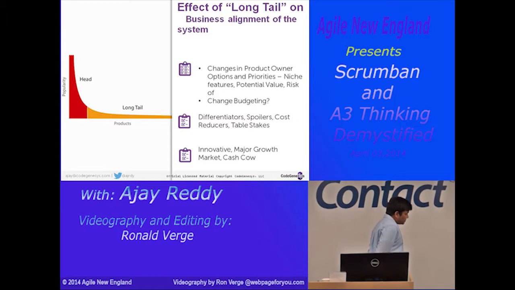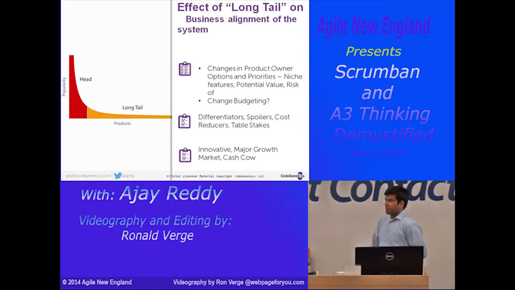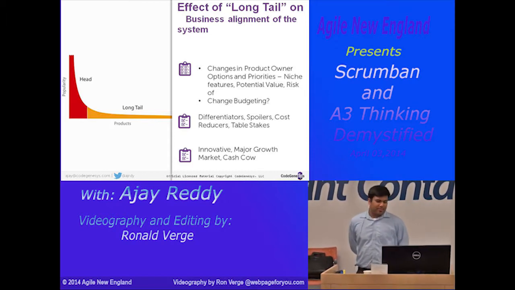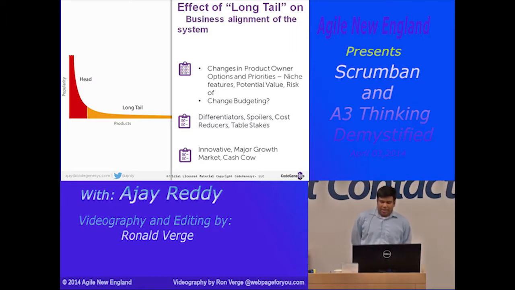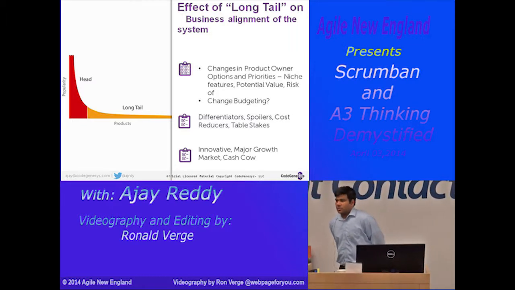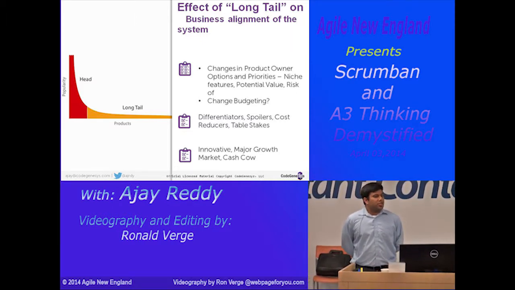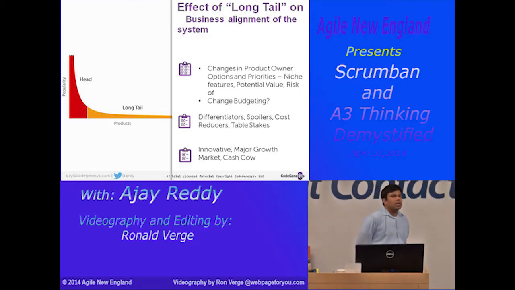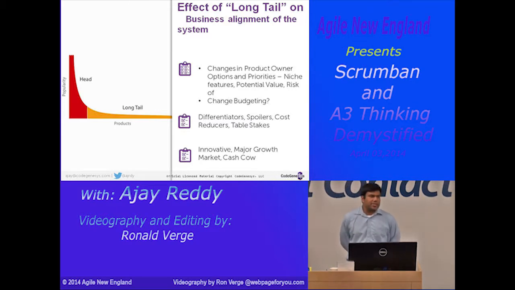Another model that was incorporated under the Scrumban method was the long tail, the effect of the long tail on the business alignment of the system. A classic example of this is your average brick and mortar bookstore, right? It has limited shelf space, and because of that you only want to sell the most popular products, the products that will sell the most, right? With the rise of Amazon and others, you have essentially infinite shelf space.